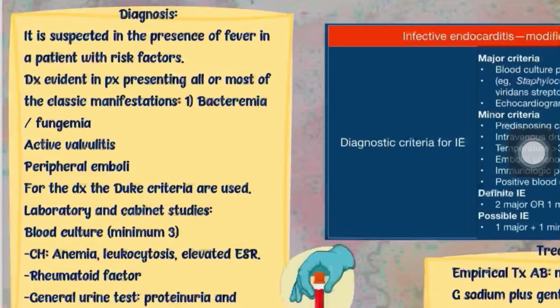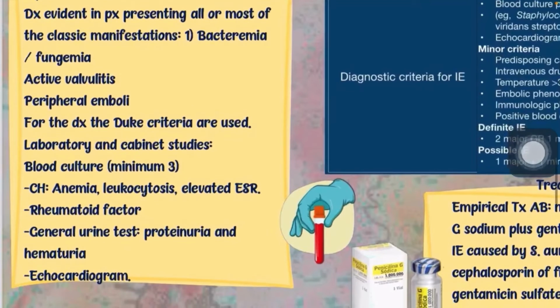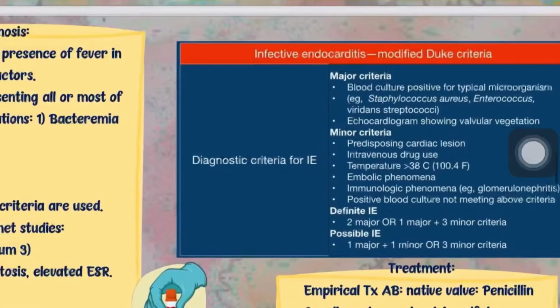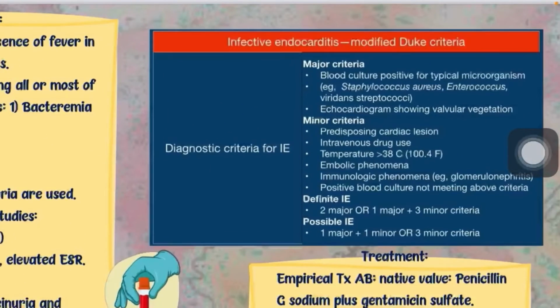So, the diagnosis. It is suspected in the presence of fever in a patient with risk factors, and the diagnosis is evident in patients who present all or most of the classic manifestations, and there are bacteremia or fungemia, active valvulitis, and peripheral emboli. For the diagnosis, we use the criteria, and this includes major criteria and minor criteria.